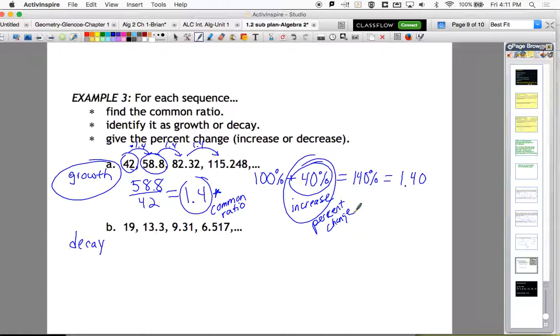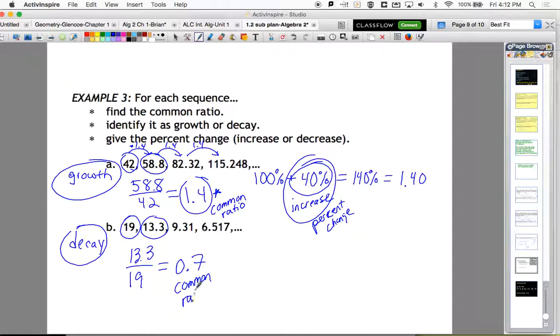Follows the same logic. And so we know this one is a decay, and it's a geometric sequence. Let's take the second one divided by the first term. So second term divided by first term is 13.3 divided by 19, which gives us 0.7. All right, so this is our common ratio. That makes sense. In order for it to be decay, it has to be less than 1. So if we multiply something times 0.7 or 7/10, it should go down.